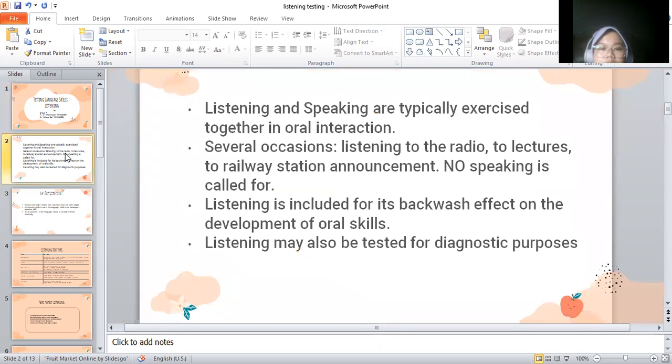First, listening and speaking are typically exercised together in oral interaction. Several occasions for listening are listening to the radio, to lectures, the railway station announcements. No speaking is called for. Listening is included for its backwash effect on the development of oral skills. Listening may also be tested for diagnosis purposes.